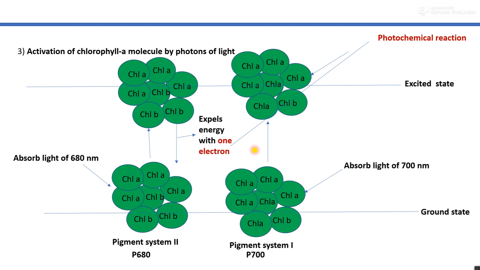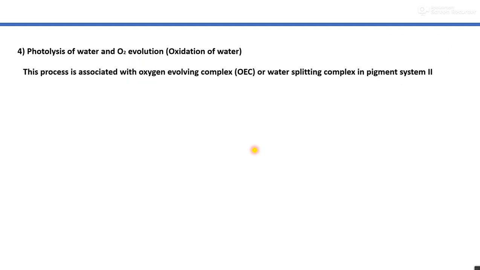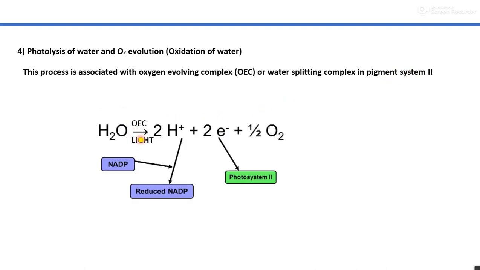Now I would like to talk about the fourth important step of light reaction. This step is photolysis of water. And in this step, splitting of water generally takes place in presence of light. So this step is associated with oxygen evolving complex or water splitting complex in pigment system 2. In this step, when pigment system 2 receives light, the water molecule splits into protons, electrons and oxygen molecule, right?